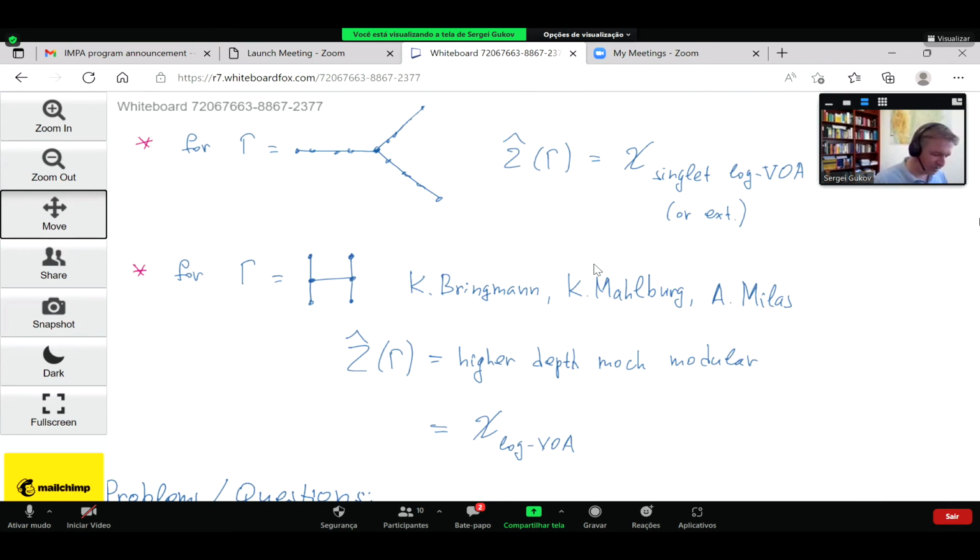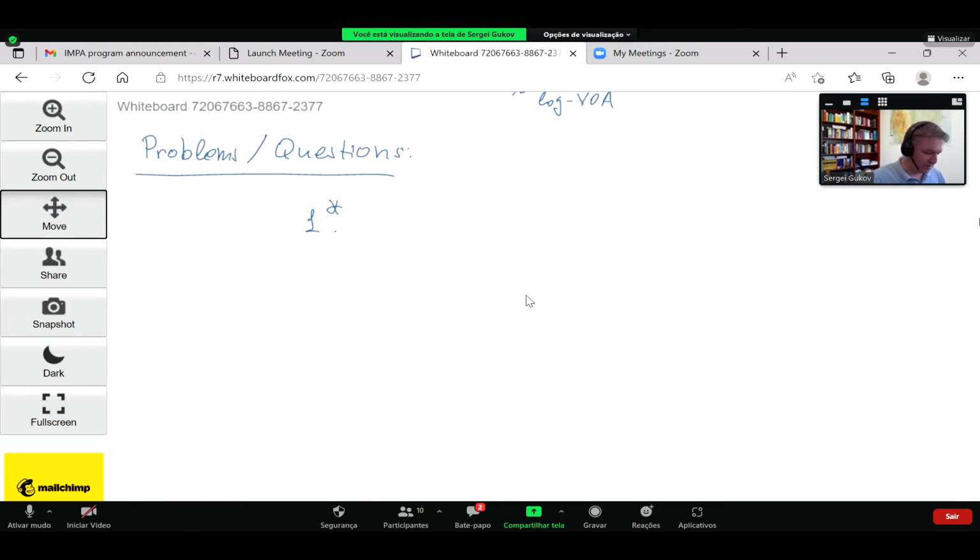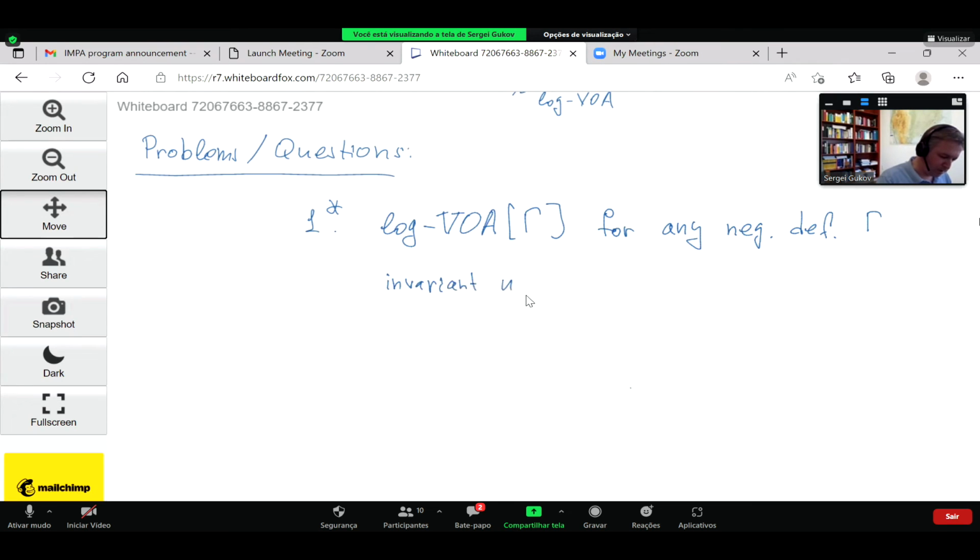And the first and most obvious question, but I'll put it with a star because it's very complicated, is: can we construct a log VOA labeled by gamma, for any, say, negative definite gamma, such that it's invariant under Kirby moves? I told you what Kirby-Neumann moves are.